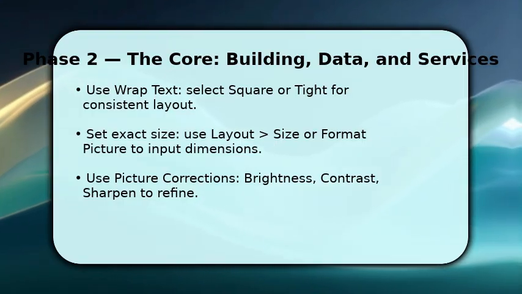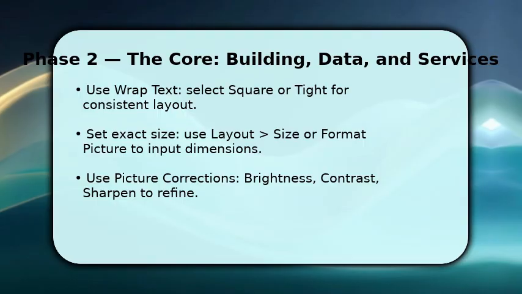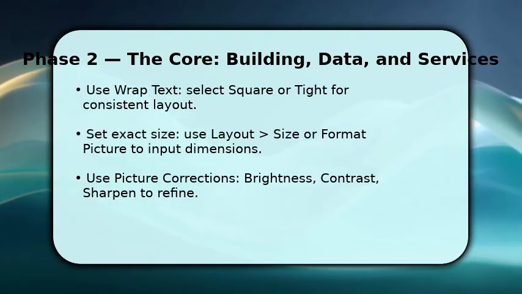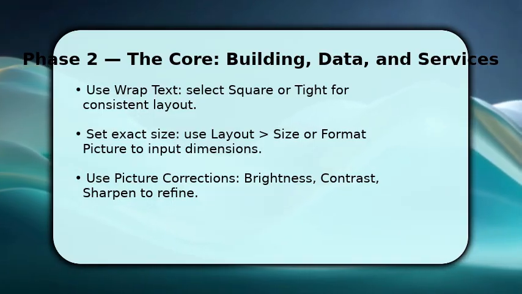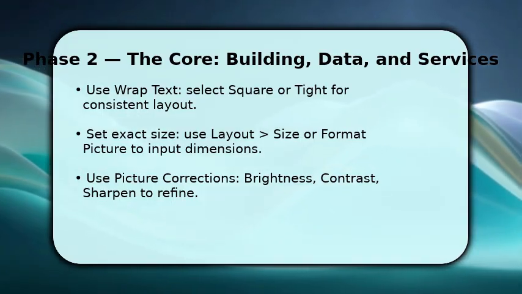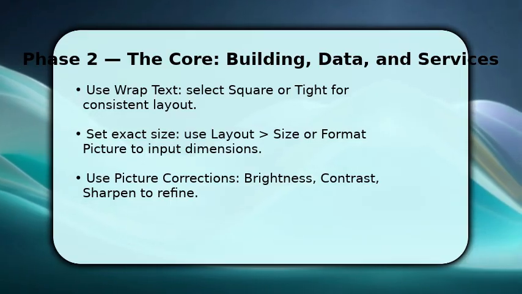Then use Format Picture to set exact width and height. Type numbers rather than dragging. This avoids distortion. Next, open Picture Corrections and Color Tools to adjust brightness, contrast, and sharpness. Small tweaks fix exposure and make the face crisp.